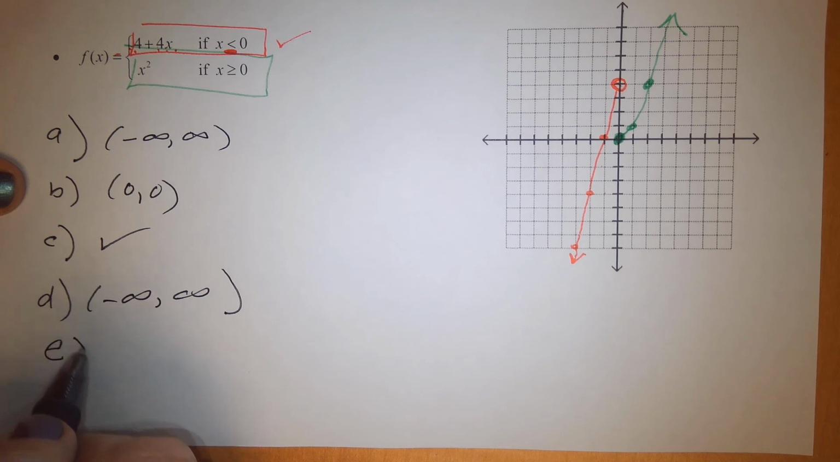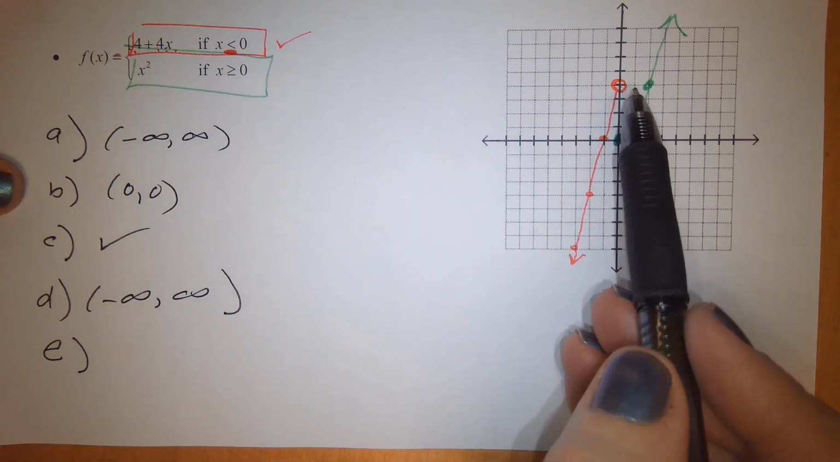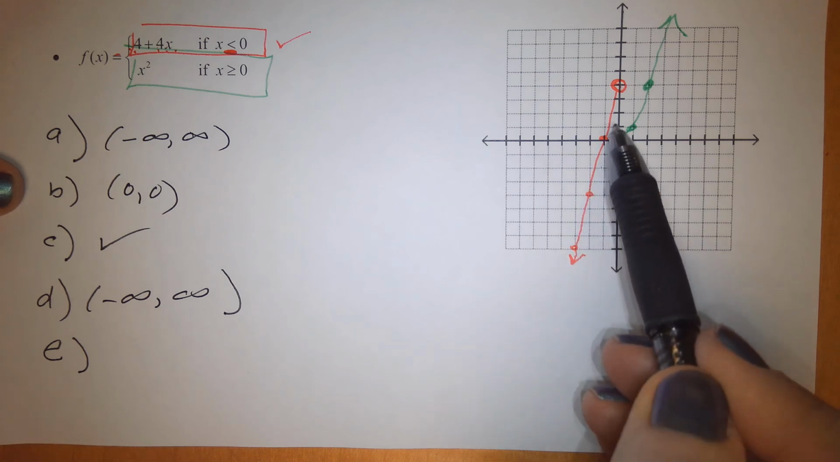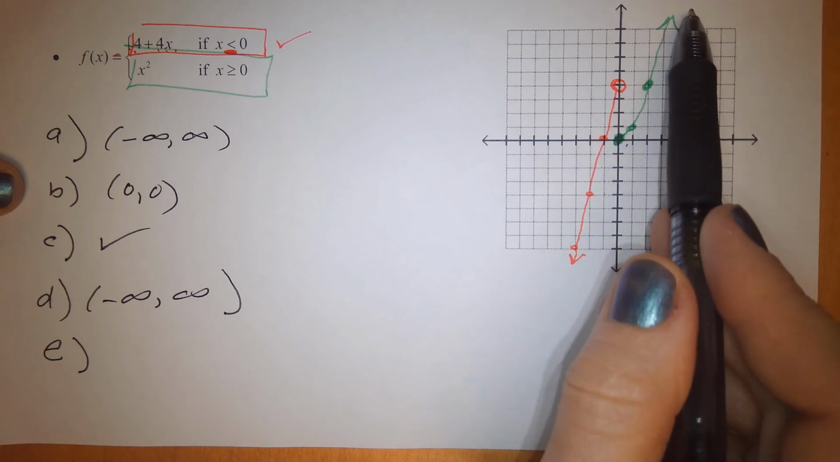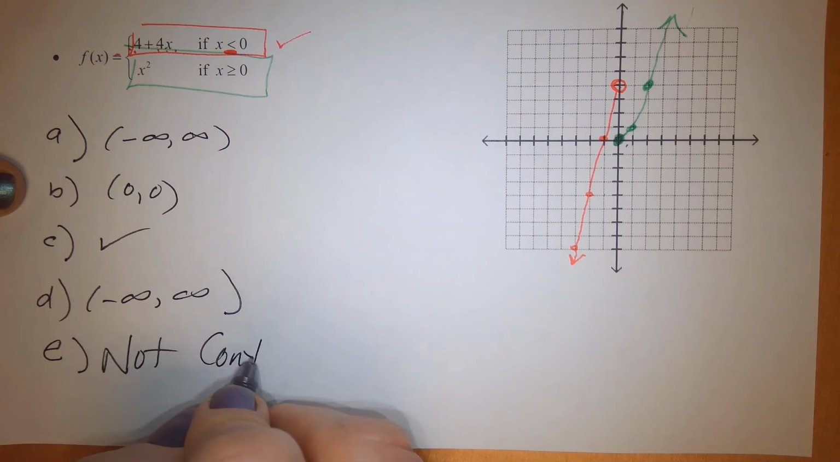And then for part E, is it continuous? Since there is a hole right here, and I did have to physically lift my pencil up because I drew this part of the graph, then I lifted my pencil up, put it back down to draw the other side, this is not continuous.